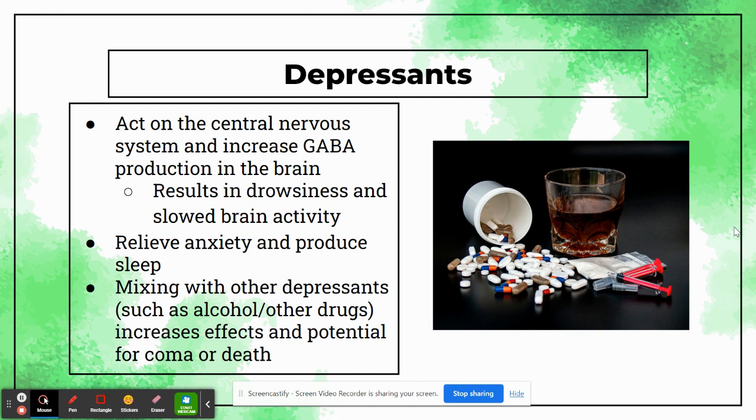The problem is if you combine them with other depressants. For example, you take a depressant like Ambien to make you sleep at night, but then you also drink something alcoholic with it. You could potentially put yourself in a coma or die. So they are not good to mix with other medications.